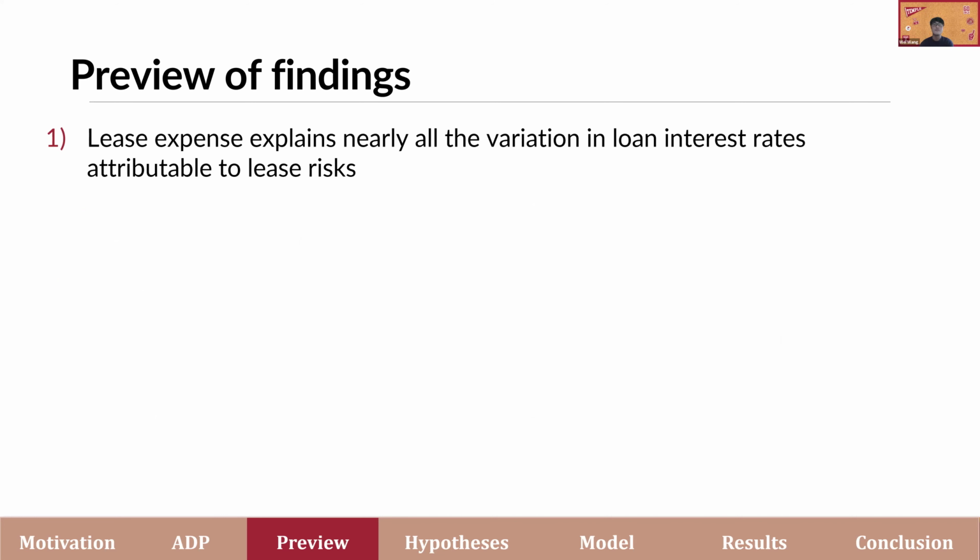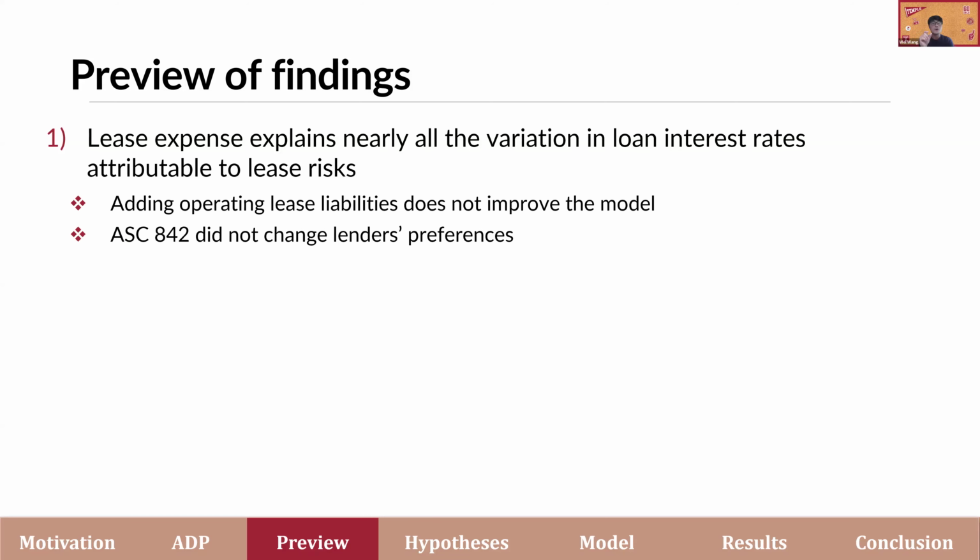We horse race capitalized operating leases against these expenses. And we find that these expenses explain nearly all the variation in loan interest rates that is likely attributable to lease risks. Adding operating lease liabilities, the balance sheet measure, does not improve the model. Nor did we find any evidence that ASC 842 implementation changed how lenders choose between those two measures.